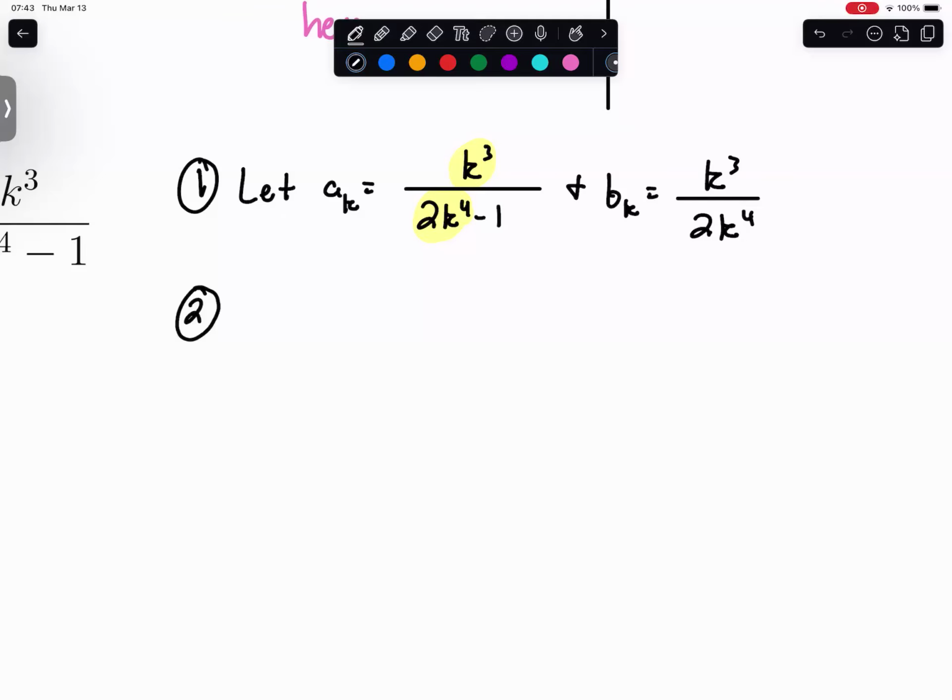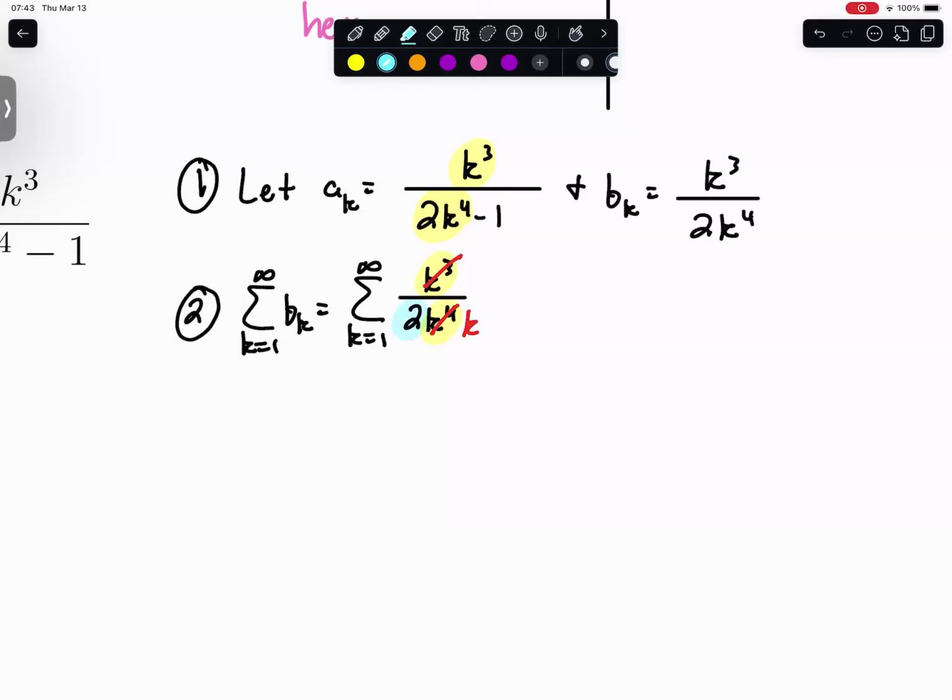Well, before we keep going, we need to determine if the series with b of k in it converges or diverges. So let's try to see if that series converges or diverges. If I were to throw b of k inside of a sum, I can't quite tell right off the bat if the sum from 1 to infinity of k cubed over 2k to the fourth converges or diverges. However, notice I can simplify those terms because I have a k cubed in the numerator and a k to the fourth in the denominator. So that simplifies down to a k in the denominator.